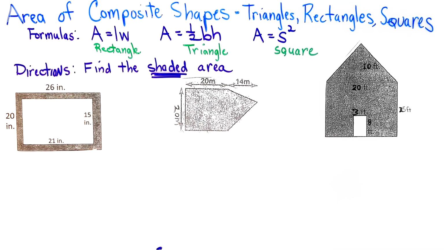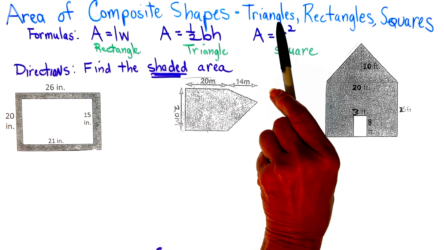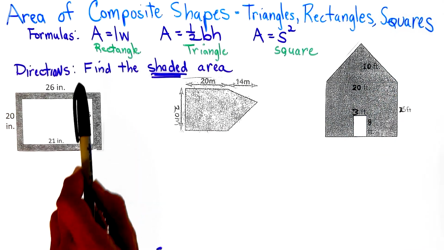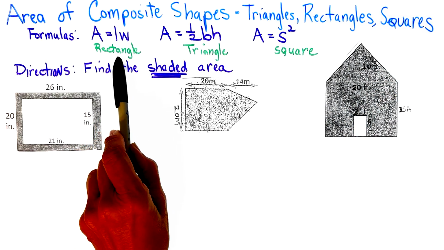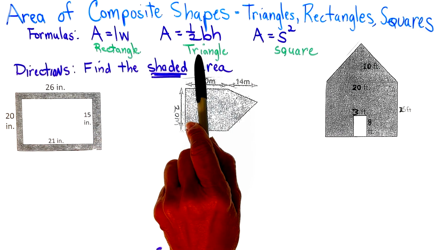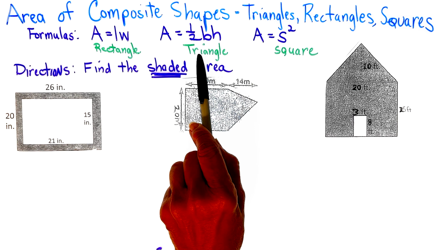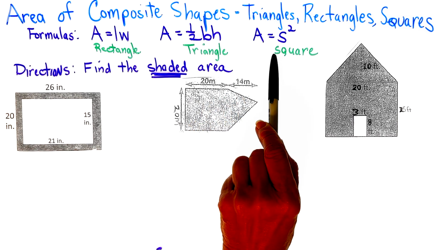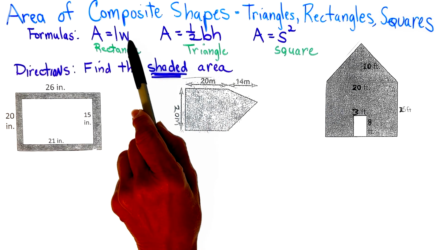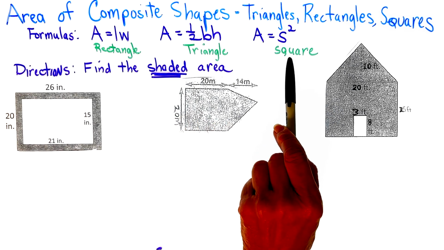In this lesson, we are going to find the area of composite shapes. And our shapes are going to be made up of triangles, rectangles, and squares. So some of the formulas that you're going to need to use: for the rectangle, area is equal to length times width. The triangle, area is equal to 1/2 base times height. And the square, area is equal to side squared. We could even use length times width, but our numbers will end up being the same.